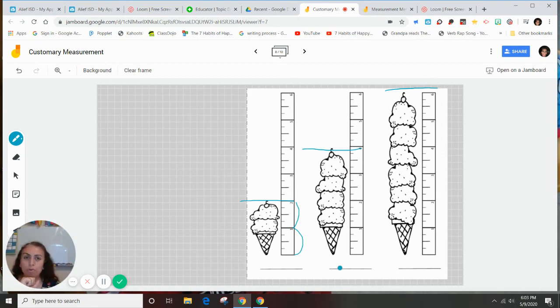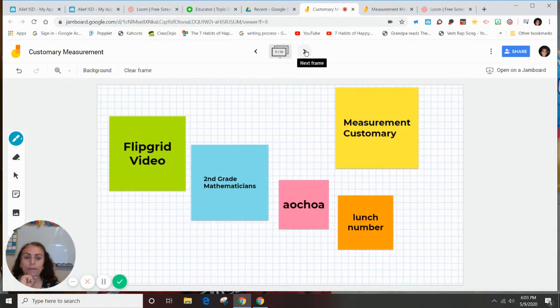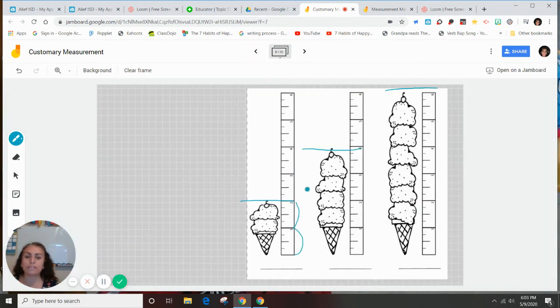I have two questions that you're going to have to answer for me on your Flipgrid. So when you go to Flipgrid, you are going to go to your second grade mathematician's grid. There is the access code for the mathematician's grid, which is Aochoa. Then you use your lunch number to be able to access the grid. And the one that I'm going to ask you to answer today for this lesson is measurement customary. And that's where you're going to see your ice cream question. Answer question 1 and question 2.